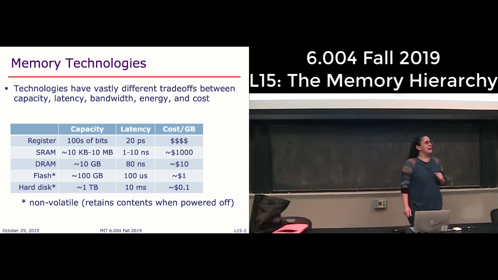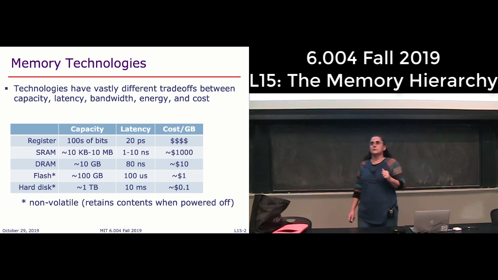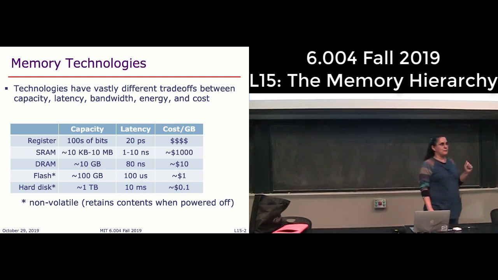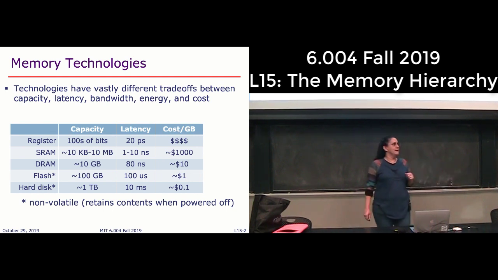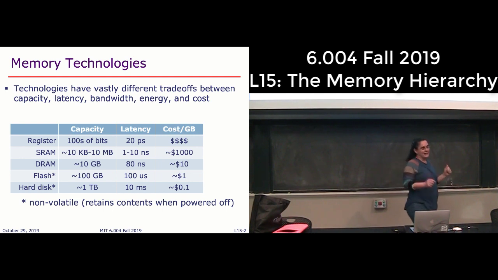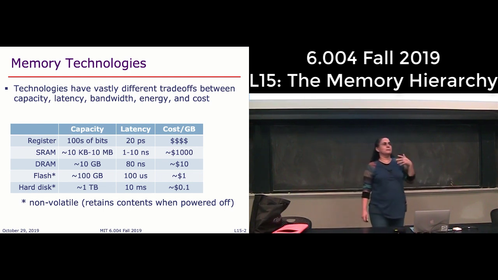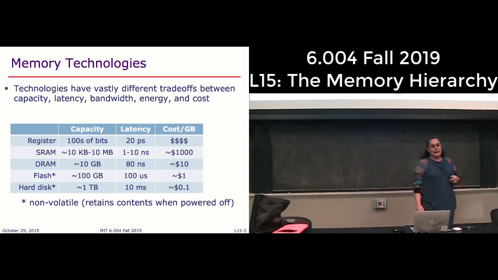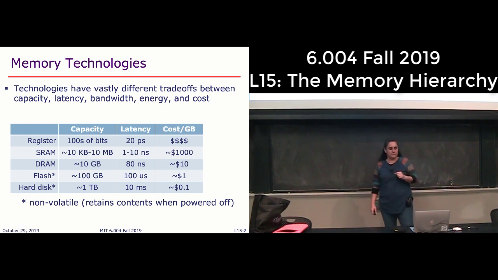Moving down this table, the next type of memory available to us is SRAM. SRAM stands for Static Random Access Memory. In today's lecture, we're going to learn about the difference between all of these technologies, at least at a high level. What you see right now is that we've been able to increase our capacity to kilobytes and even megabytes, and we've paid a little bit in terms of latency. We've gone from picoseconds to nanoseconds.